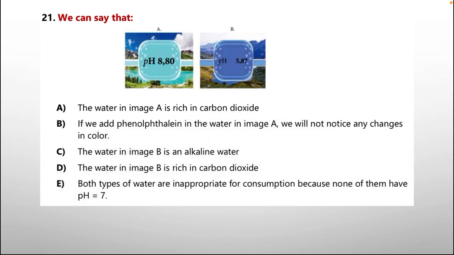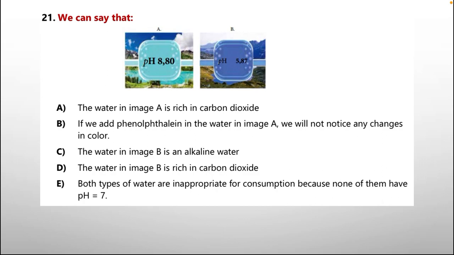Question number 21. Two pictures are given, image A and image B. The pH is 8.80 for picture A and 5.87 for image B. Options are available. A. The water in image A is rich in carbon dioxide. B. If we add phenolphthalein to the water in image A, we will not notice any changes in color. C. The water in image B is alkaline water. D. The water in image B is rich in carbon dioxide. E. Both types of water are inappropriate for consumption because none of them has a pH equal to 7.